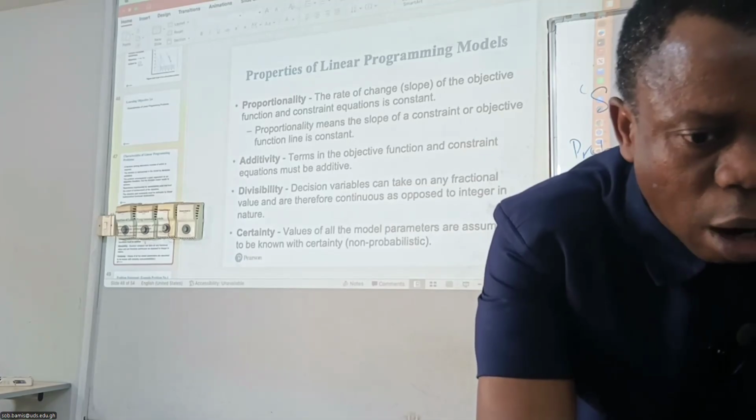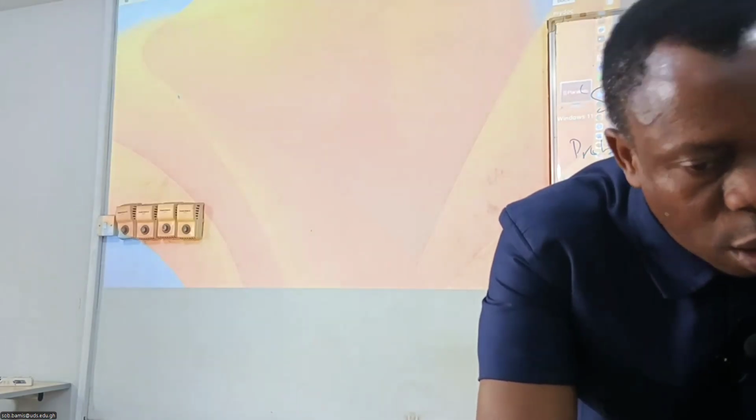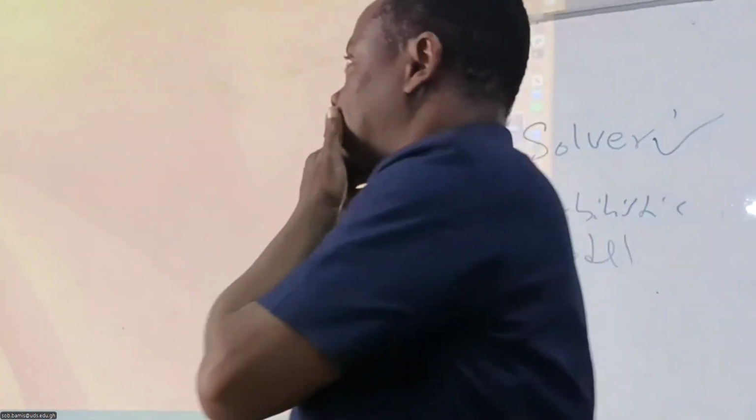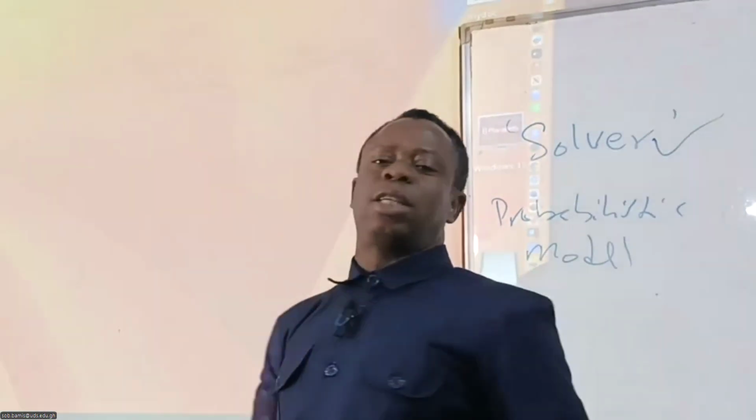So now that we know how to use Solver to deal with this problem, now let's use QM for Windows. You have QM for Windows. Let's see how the solution there looks like. So open that one up.